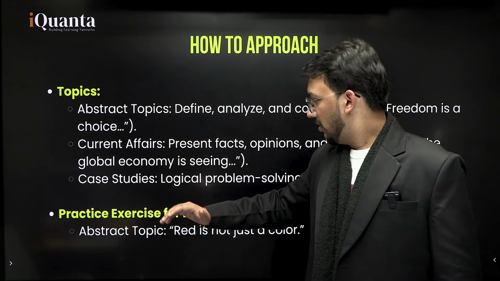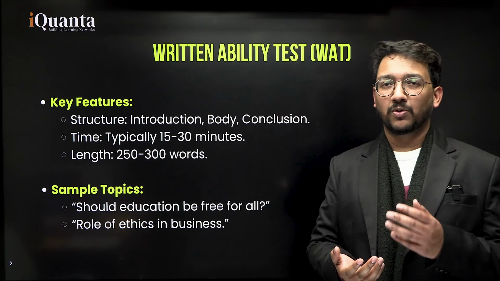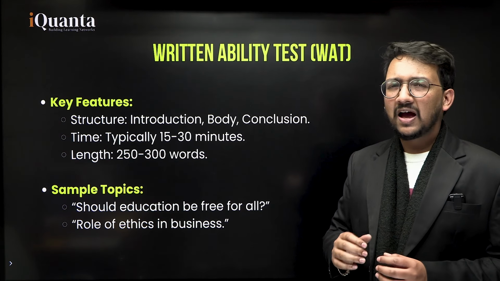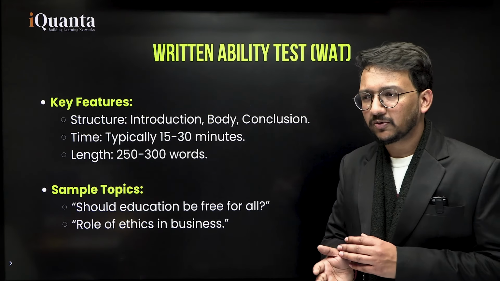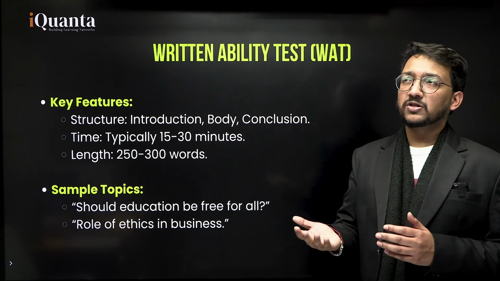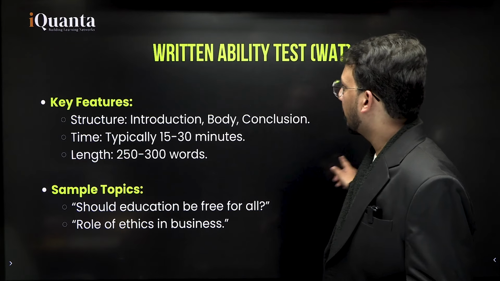Next is written ability test. The key features include your introduction, your body and the conclusion. The time is typically around 15 to 30 minutes and you have to write around 250 to 300 words in that. Some sample topics could be, should education be free for all? Role of ethics in business. These are all the topics that could be covered here.